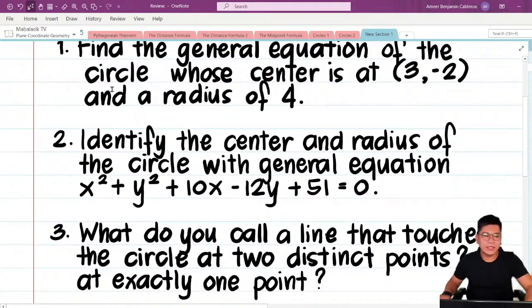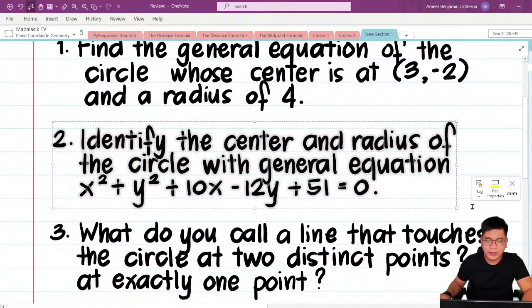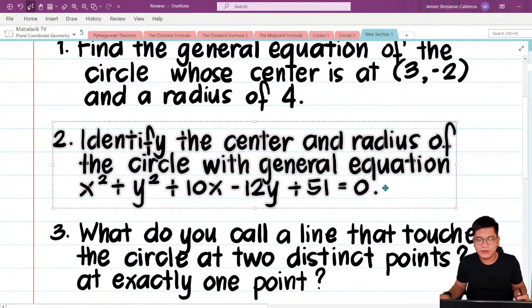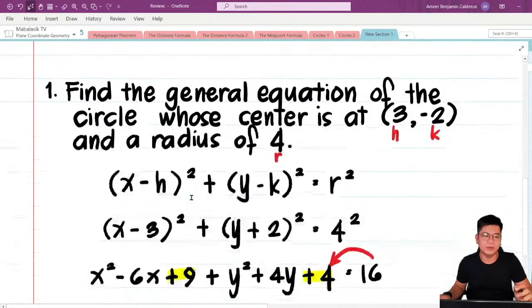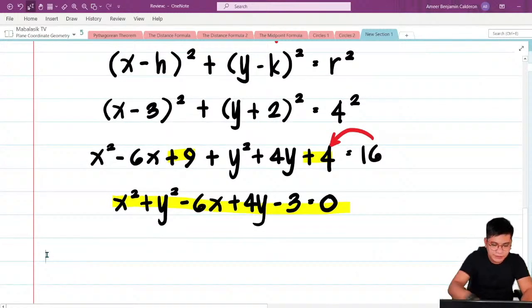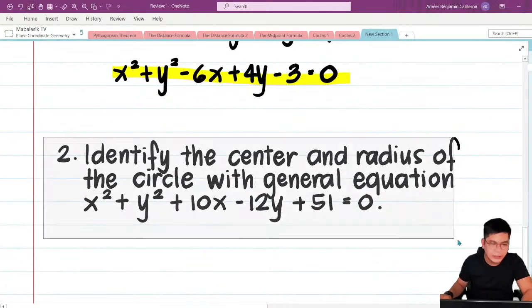Let us now have our second problem. Identify the center and radius of the circle with general equation x squared plus y squared plus 10x minus 12y plus 51 is equal to 0. Let me copy this problem and paste it here so I can answer it here.